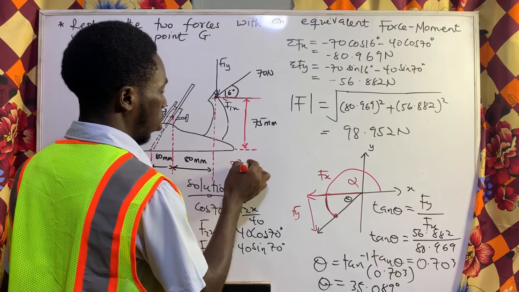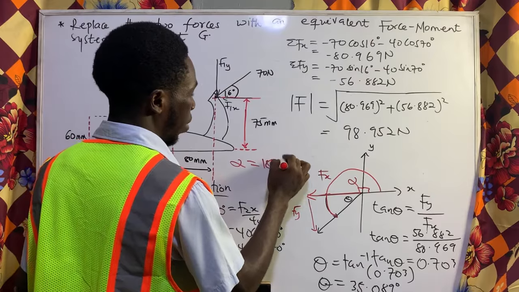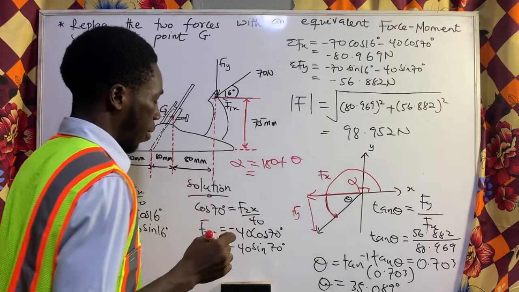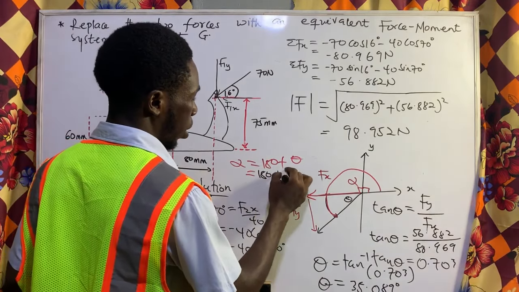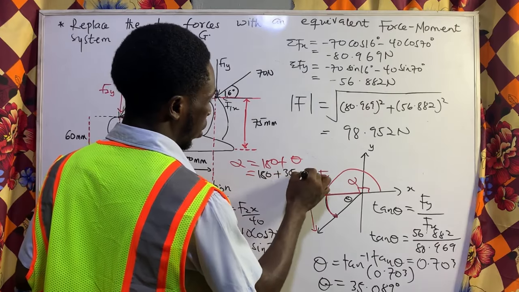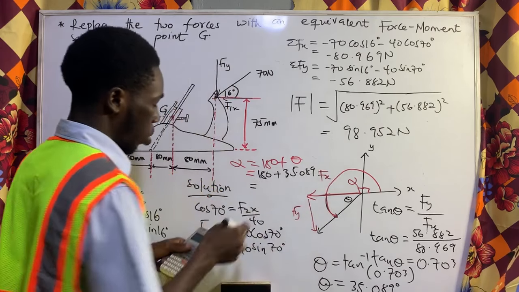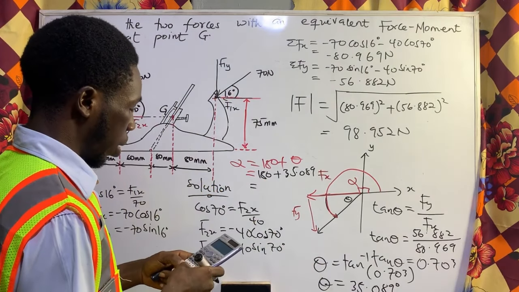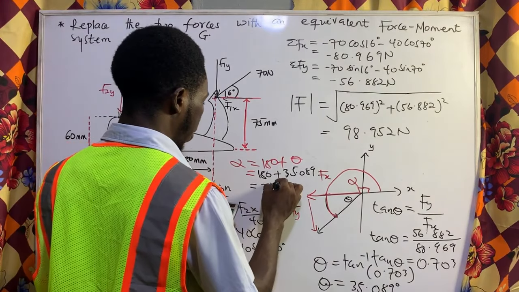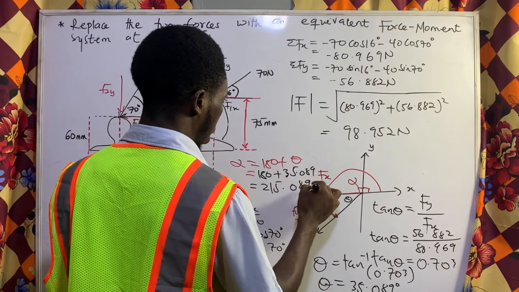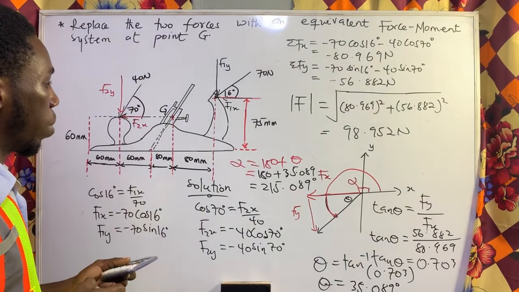So our angle alpha will be equal to what? We have 90 here, right? So that was 180 plus what? Theta. So alpha equals 180 plus 35.089. That gives a value of 215.089 degrees. So that will be the angle that the resultant force makes with the positive x-axis.